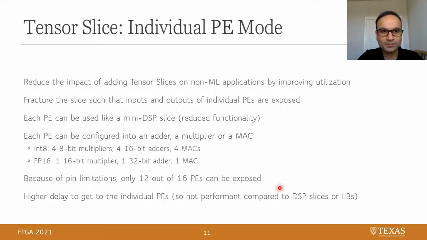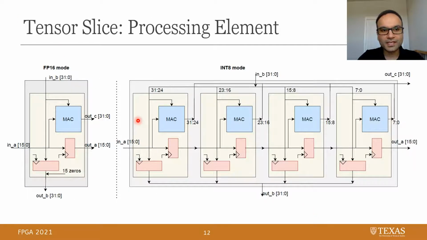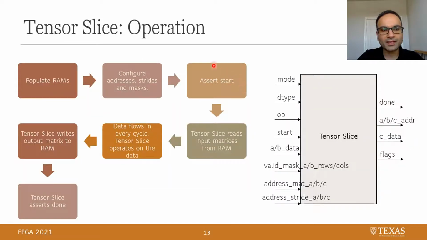higher than using a DSP slice or a logic block based adder or multiplier or MAC because of the local input crossbar. This slide shows the internals of the processing element in FP16 mode and int8 mode. In int8 mode, the tensor slice processes 8x8 matrices and needs 64 logical PEs. And for that, one physical PE is split into 4 logical PEs, thereby creating 64 logical PEs out of 16 PEs.